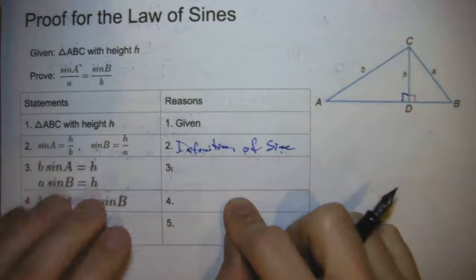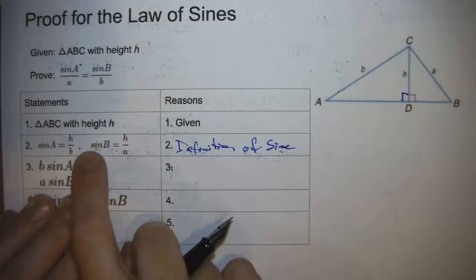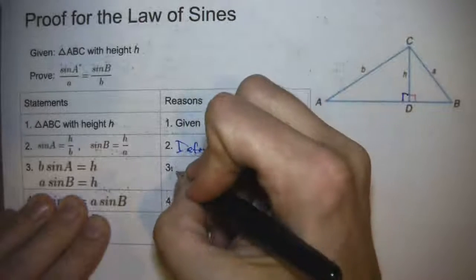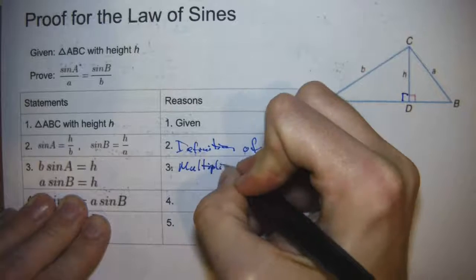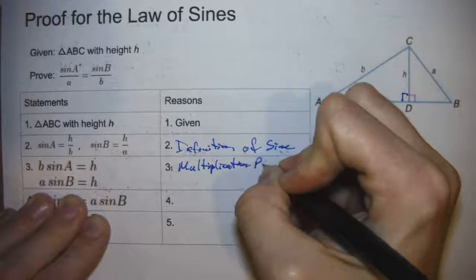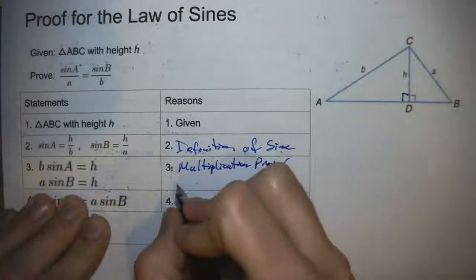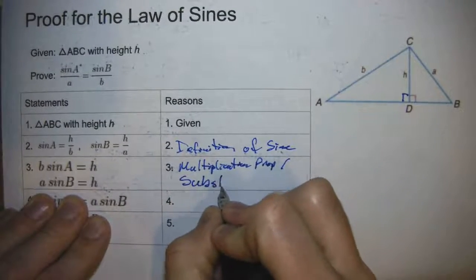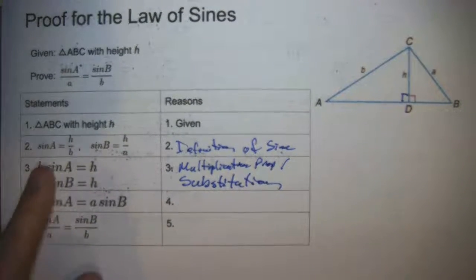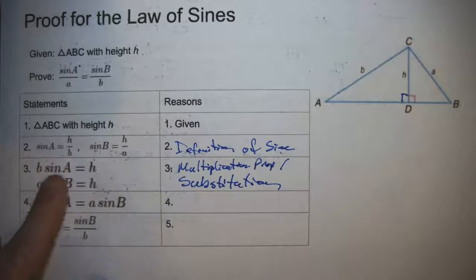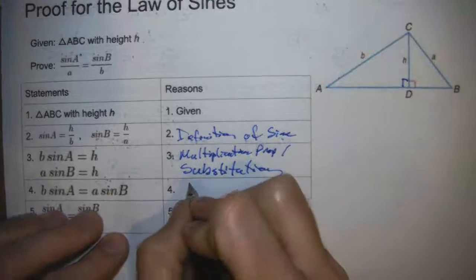All right. The next step, notice down here, I'm going to multiply by b on both sides, and then I'm going to multiply by a on both sides. So this is simply a multiplication property slash substitution. Notice we've done that multiplication and done the substitution all in one step. Awesome. So now notice I've rewritten these two sine expressions to be equal to h. Since they're both equal to h, that means they're equal to each other by yet again another substitution step.